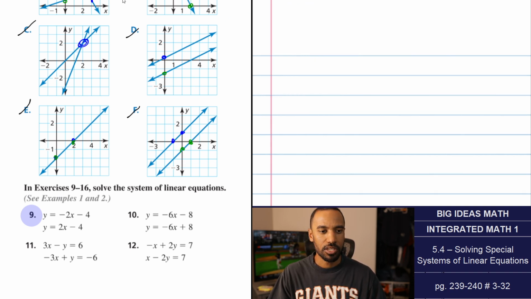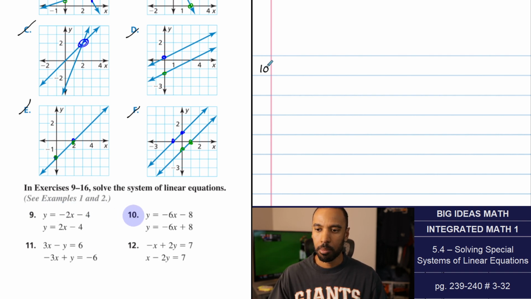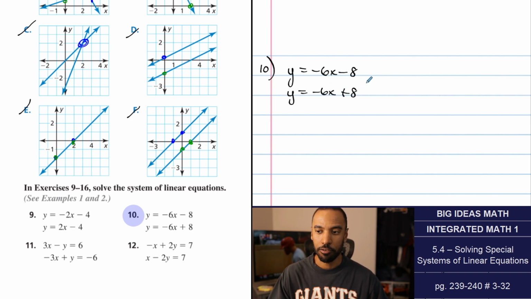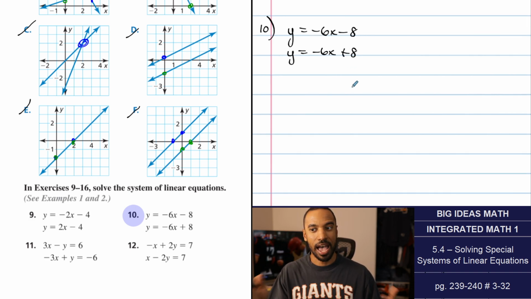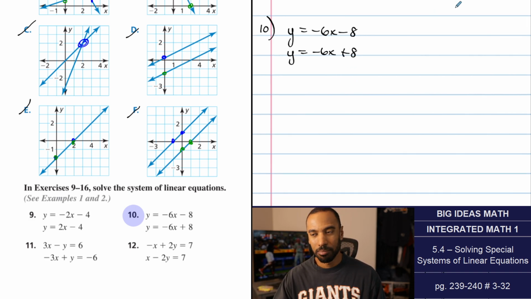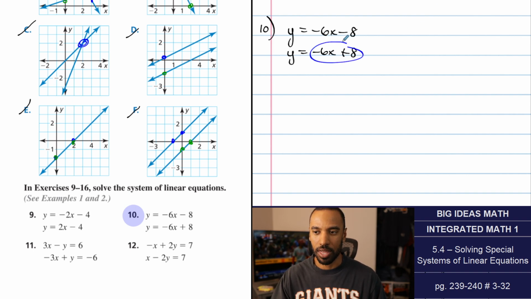Now, on a lot of these other ones, when you look at them, you might know what to say, specifically on number 10. Number 10, they are in slope-intercept form, not that I'm going to graph them, but in slope-intercept form, we can tell they have the same slope. They have different y-intercepts. These are parallel lines. They will not intersect. I already know this will be no solution. But let's kind of reveal that in full.